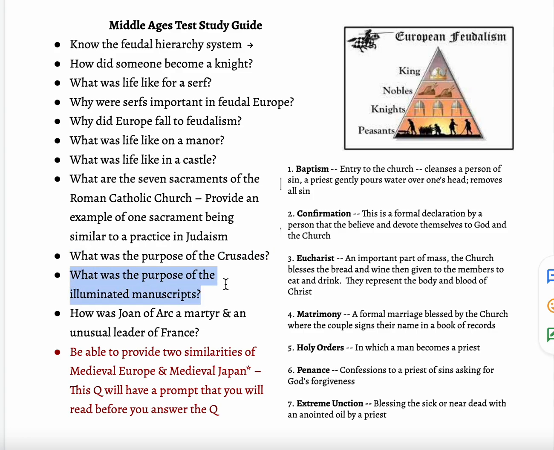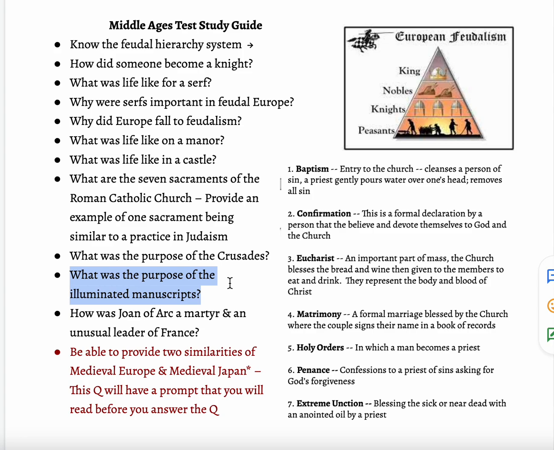Illuminated manuscripts. What was the purpose? We know that they were books that had images drawn in them to illustrate and explain things to the people. So remember, these are the comic book kind of looking objects where there were images about the Bible, religious practices, and life in Europe, and these were to provide stories to those that were illiterate.